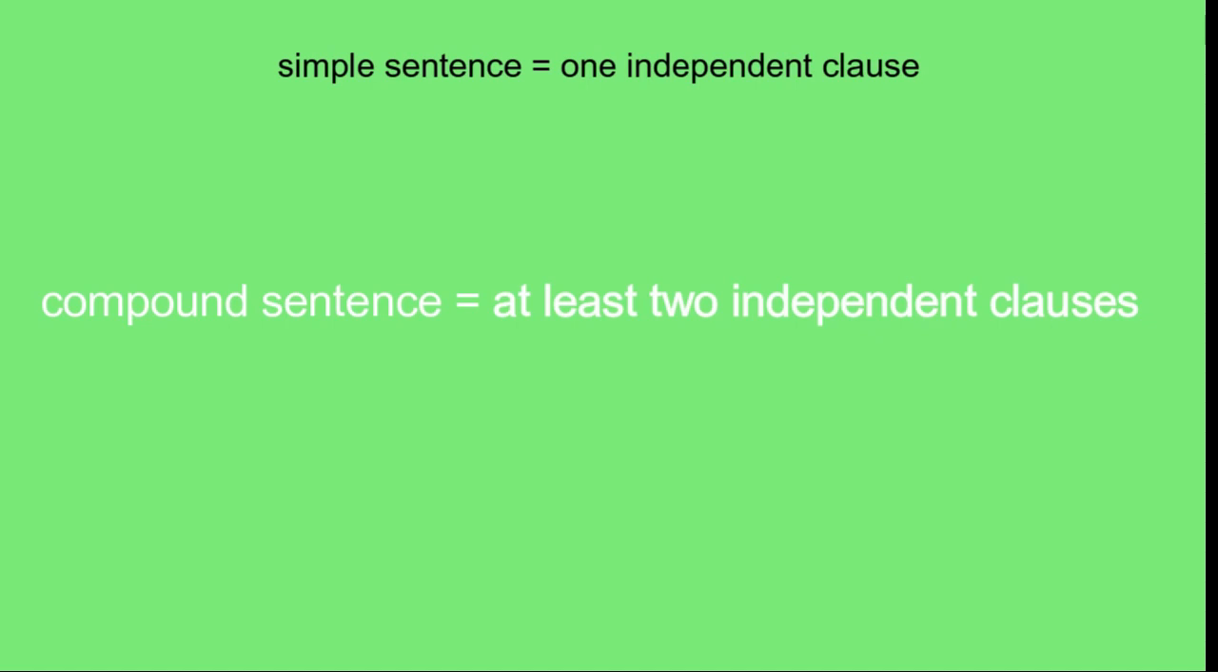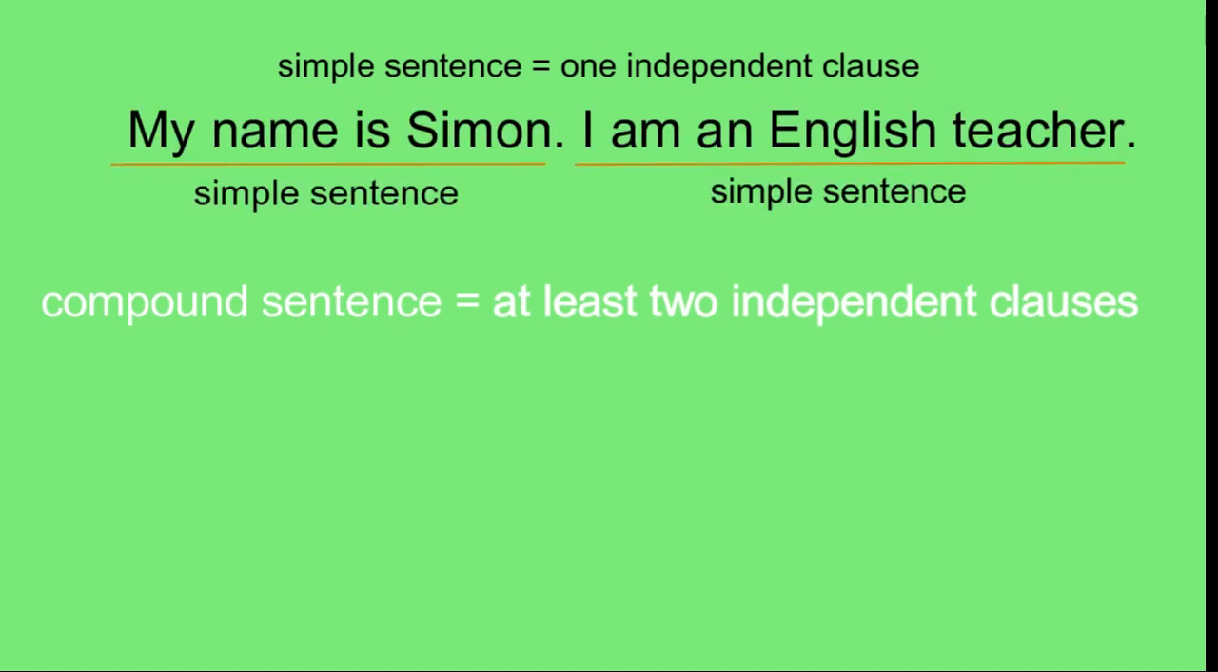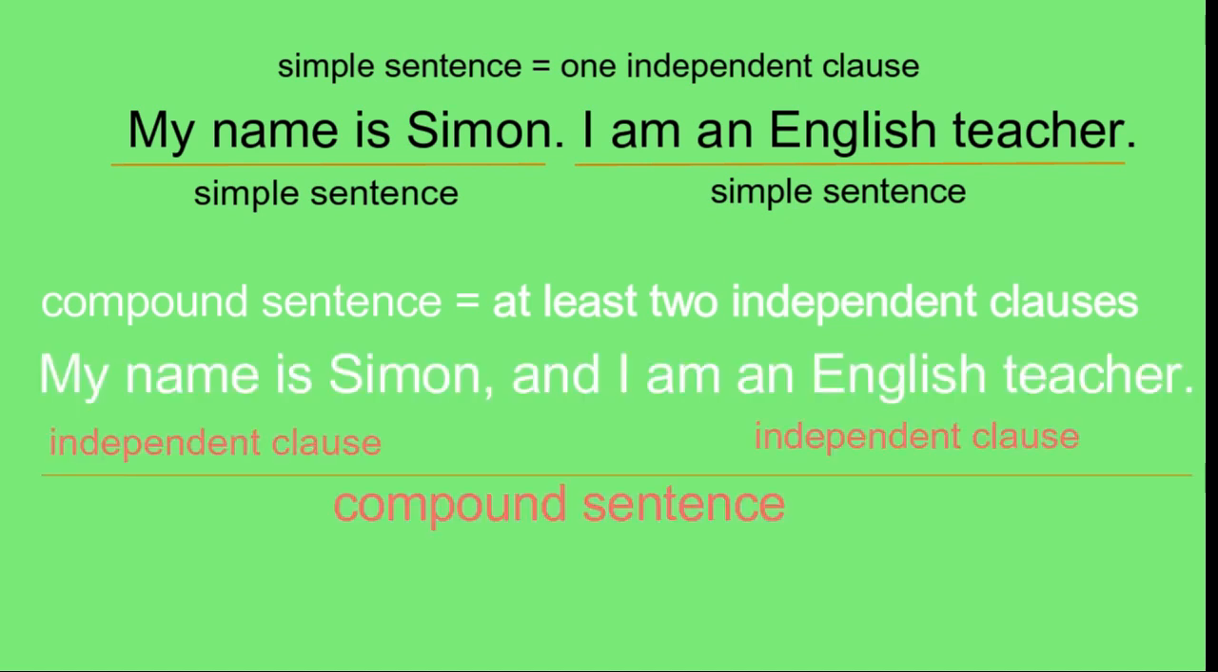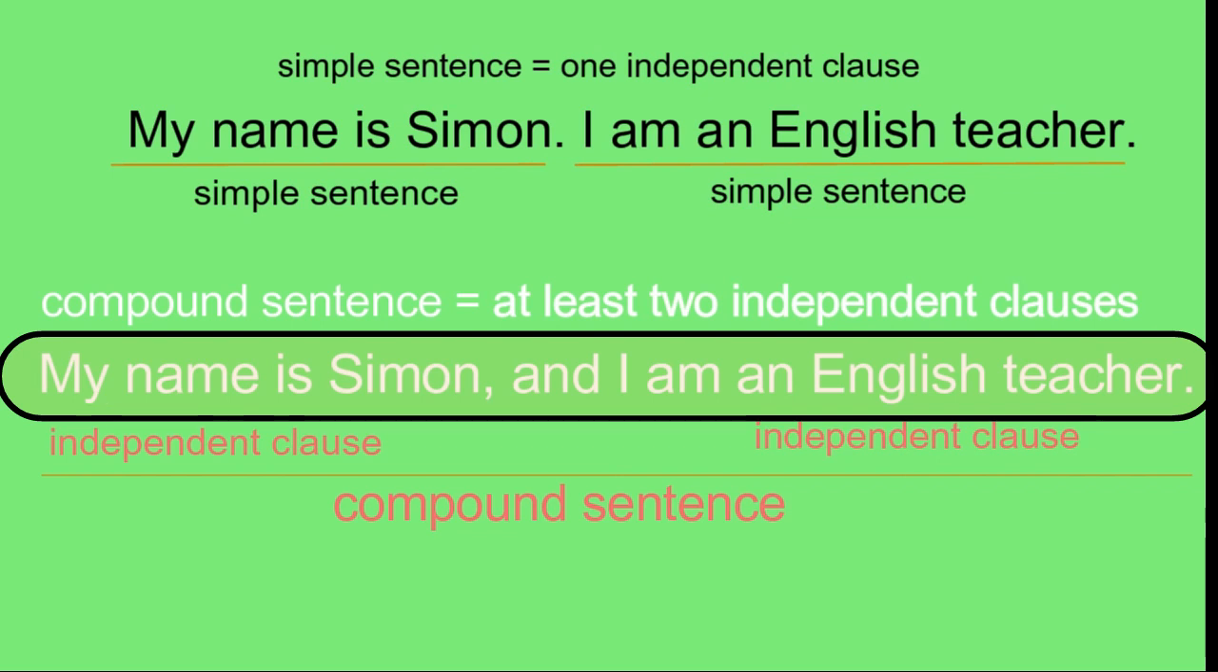So we can have two separate simple sentences and put them together to make a compound sentence. When we put them together, we usually use a comma and one of the coordinating conjunctions. The coordinating conjunctions are easy to remember. We call them the fanboys.